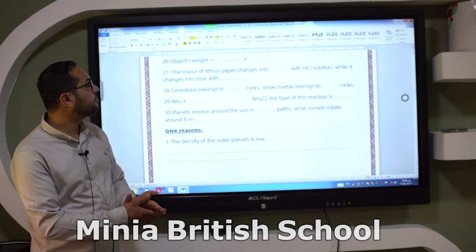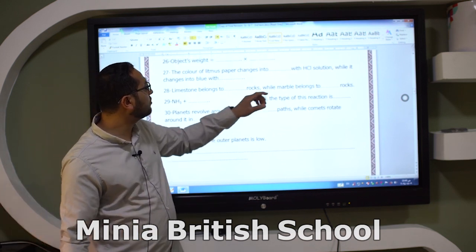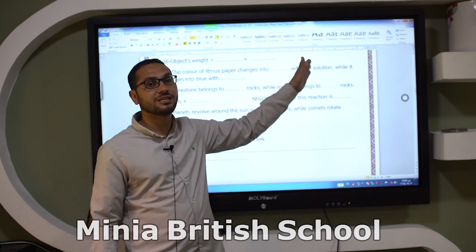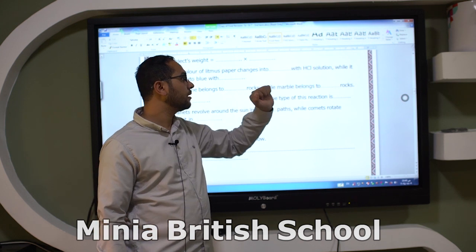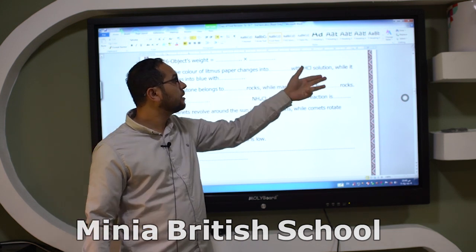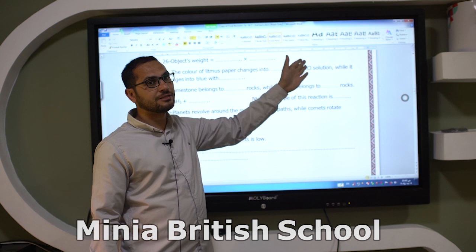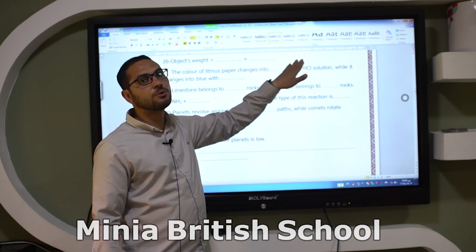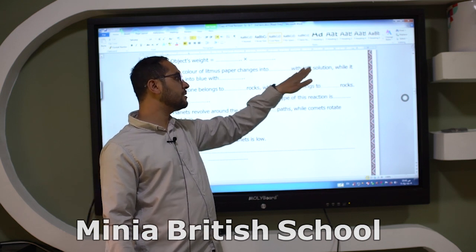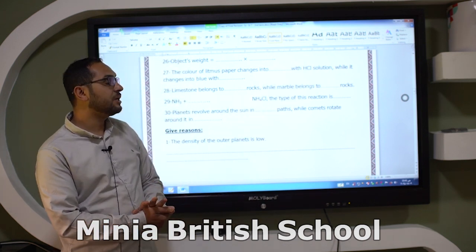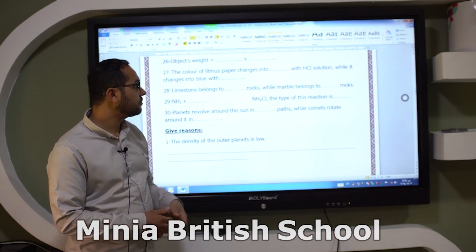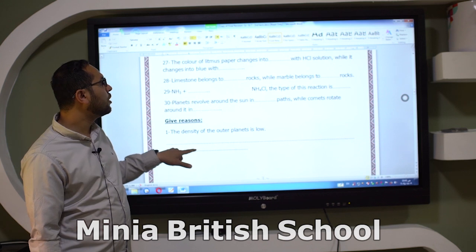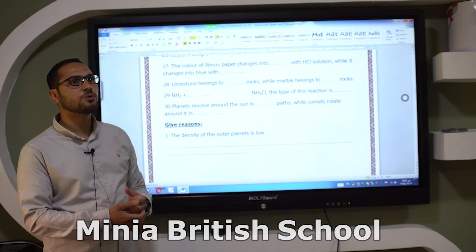The color of litmus paper changes into red with HCl solution. Why? Because HCl is a kind of acid. Look at here. How can you differentiate between acid and other compounds? All acids start with H. Okay, so you can differentiate easily between acid and different compounds. With HCl solution, the litmus changes into red, while it changes into blue with alkaline solutions or bases.